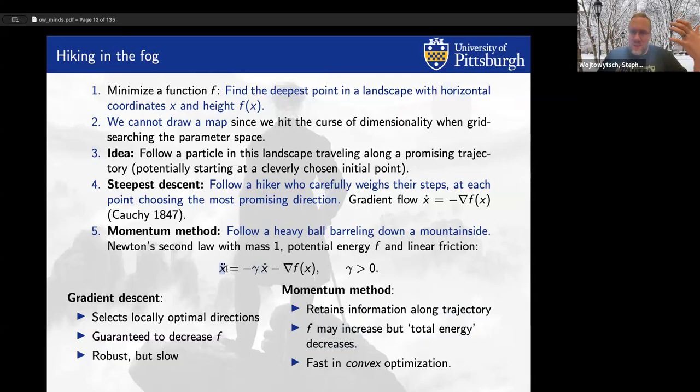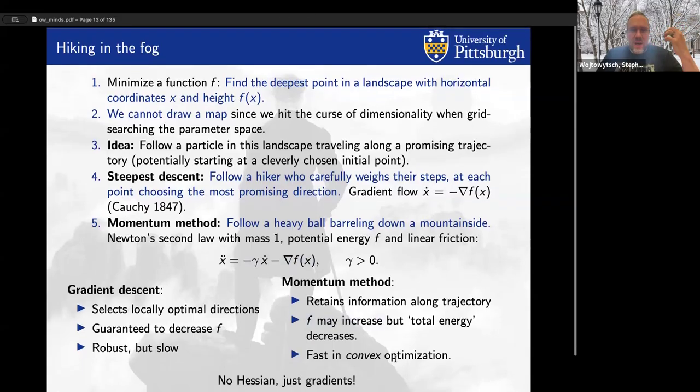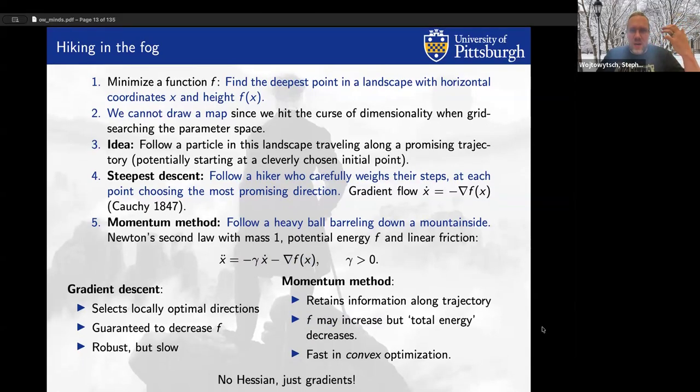So in terms of physics, this would be mass is equal to 1. Mass times acceleration is a force. We've got a potential force that drives us to the places where the function f is low. And we've got a friction that takes total energy out of the system. So in some sense, f can behave weirdly, but we'll see that this is actually fast in convex optimization. And both of these methods only rely on first order information of the function f, so only gradients, no Hessians.